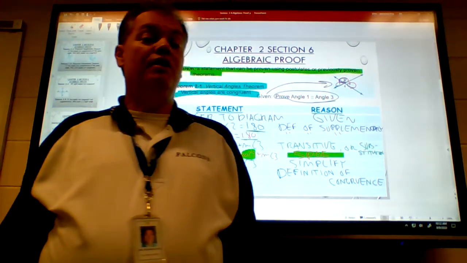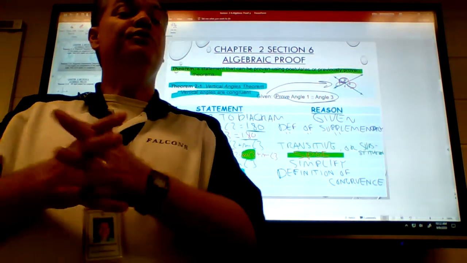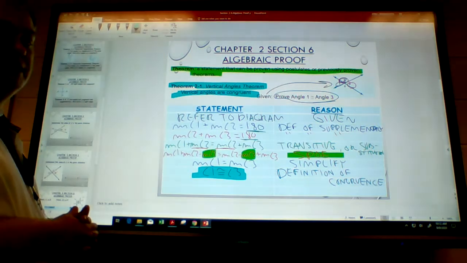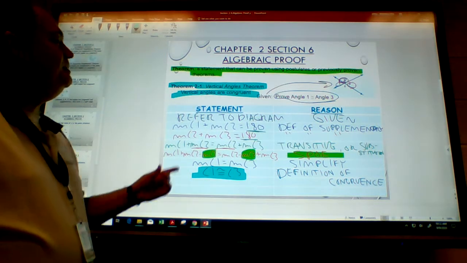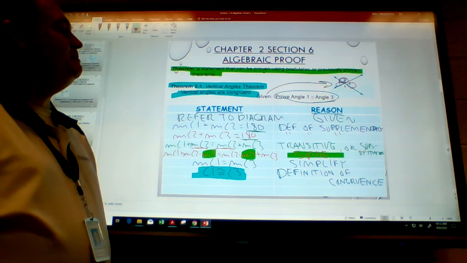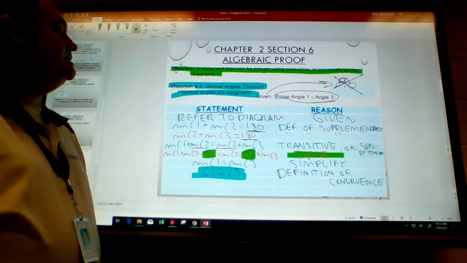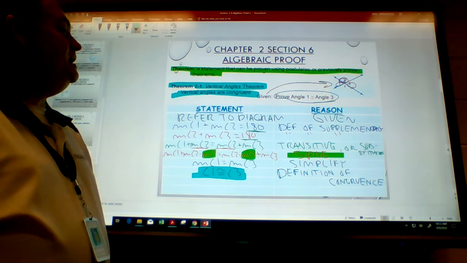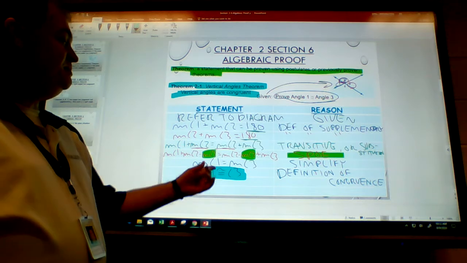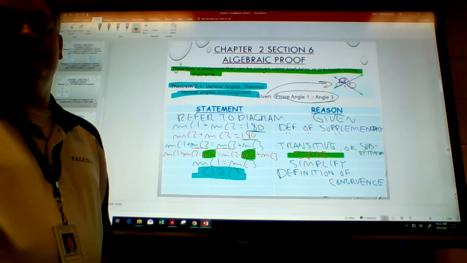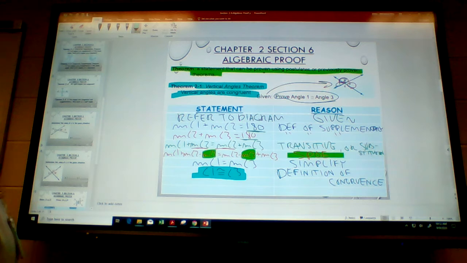Okay. In part one, we proved the vertical angles theorem. If you look right behind me, we proved that because angles 1 and 2 are supplementary, so are angles 2 and 3. Since they're both supplementary to angle 2, then angles 1 and 3 have to be congruent to each other by definition of congruence. So that was the vertical angles theorem.